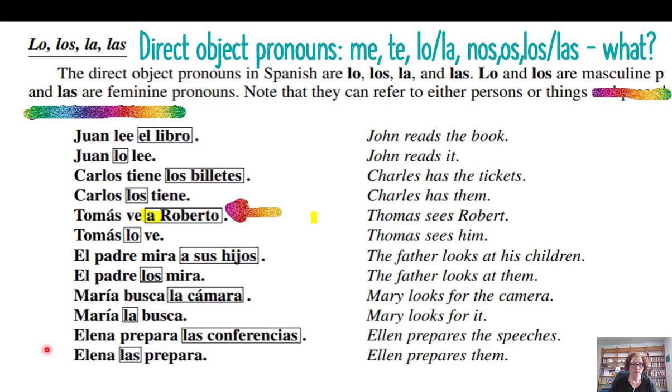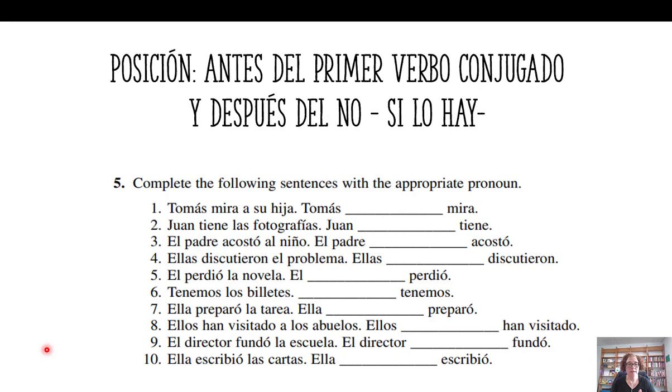Okay. So you did that in first year beginner, first semester. Let's have a look and see if you can actually do this exercise, okay? So you have a series of sentences there. Tomás mira a su hija, and what I'm trying to say now is looks at her. So I'm going to use la here. Tomás la mira.